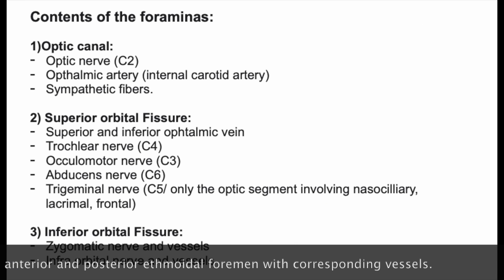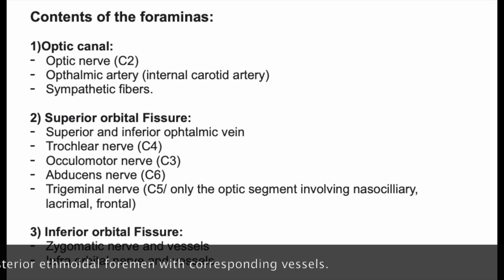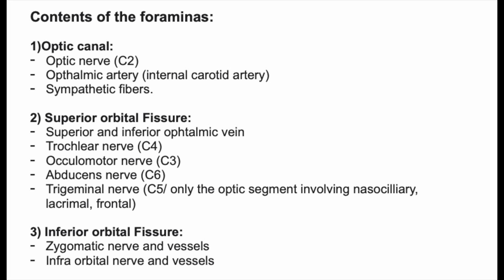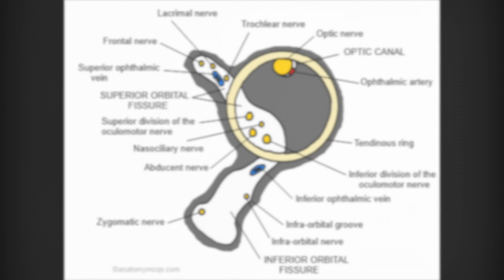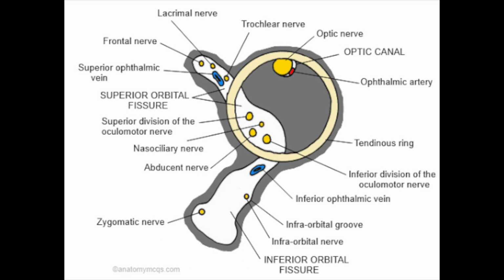Moving to the superior orbital fissure, we have the superior and inferior ophthalmic veins moving through it, the C3, C4, C5 and C6 nerves. However, the C5, that's the trigeminal nerve, has a special unique segment termed the C5-1, which only carries the sensory impulses, which involves the nasociliary, lacrimal and frontal nerves. And lastly, the inferior orbital fissure, which as the name suggests, comprises the infraorbital nerves and vessels and the zygomatic nerves and vessels.